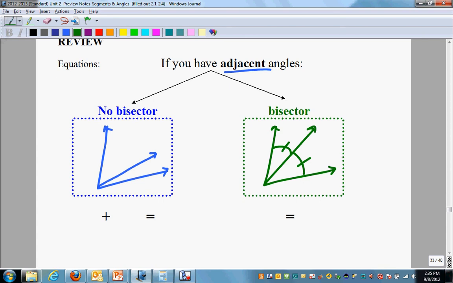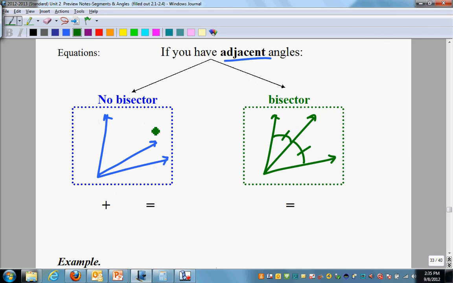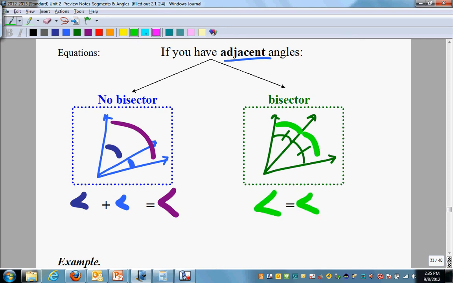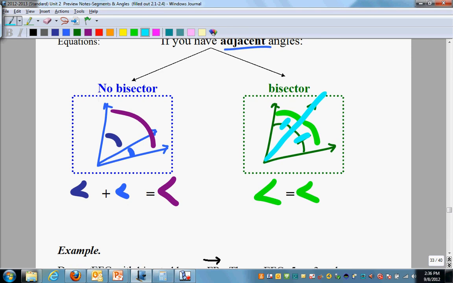Let's ask ourselves, what can we do algebraically in this situation? Well, with two angles that are adjacent but not congruent, we can say this angle plus that other angle equals the whole big angle. Little angle plus little angle equals big angle. That's if you don't have a bisector. You can at least add little angles to get the big one. If you have a bisector, we can say this: that angle is congruent or equal to this angle because of the bisector down the middle and the hatch marks. So notice the difference in the equations there.